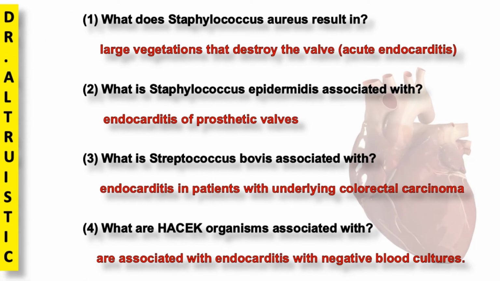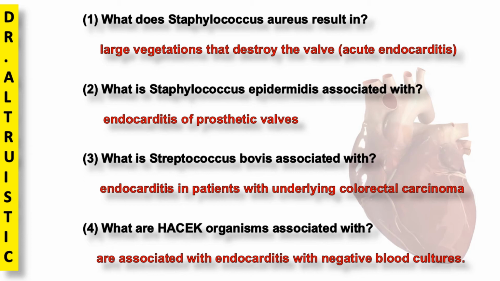One. What does Staphylococcus aureus result in? Large vegetations that destroy the valve, acute endocarditis. 2. What is Staphylococcus epidermidis associated with? Endocarditis of prosthetic valves.